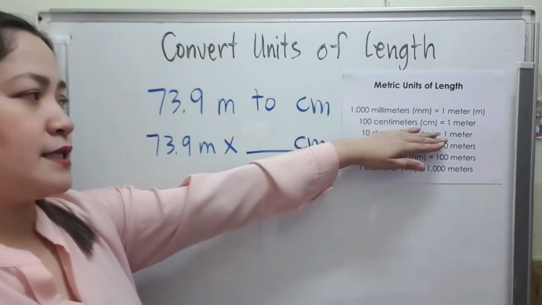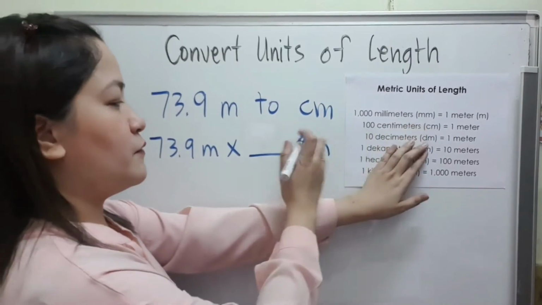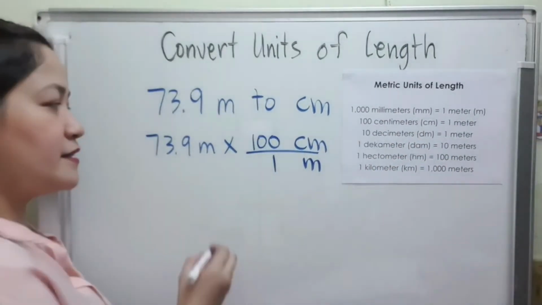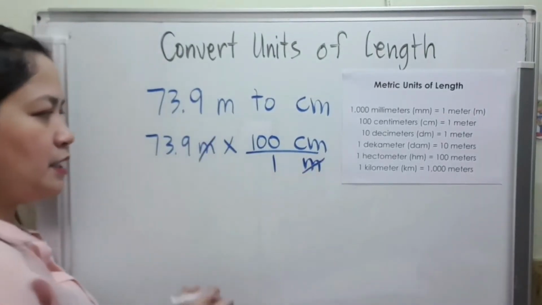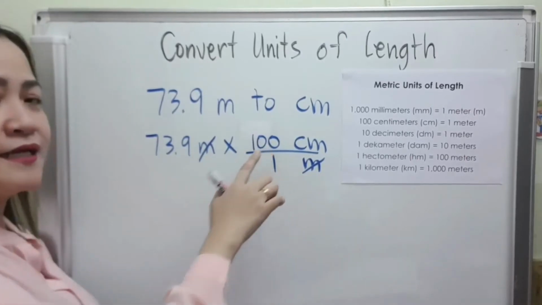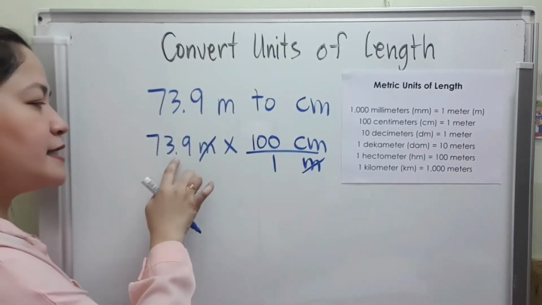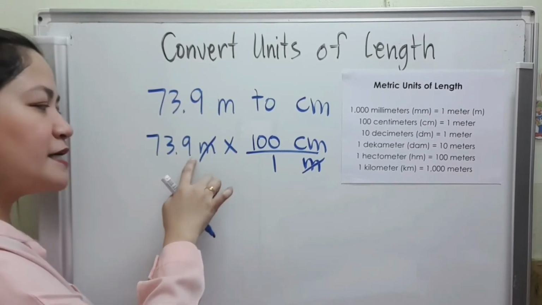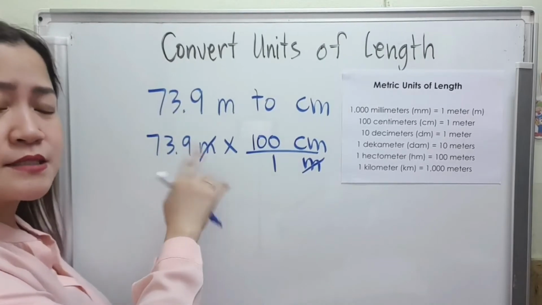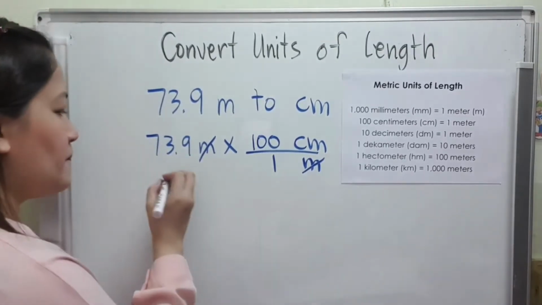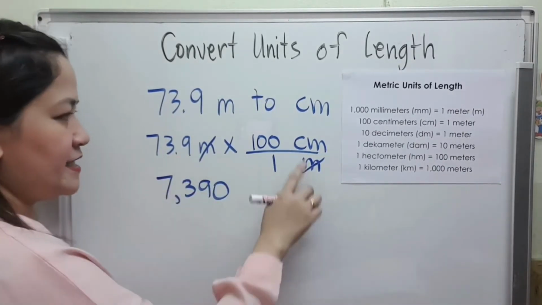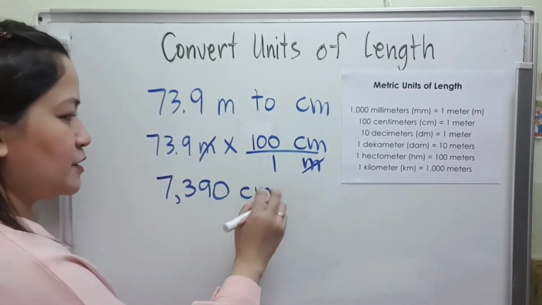Now, by looking at this conversion factor, we know that for every 100 centimeters, that's equal to 1 meter. And then, remove meter, then multiply. 73.9 times 100. The decimal point will be moved 2 places to the right. Since we only have 1 decimal place here, we need to add 1 zero. That makes it 7,390. And the unit is centimeters.